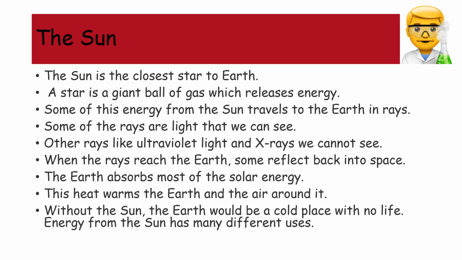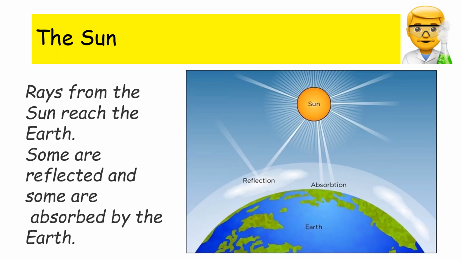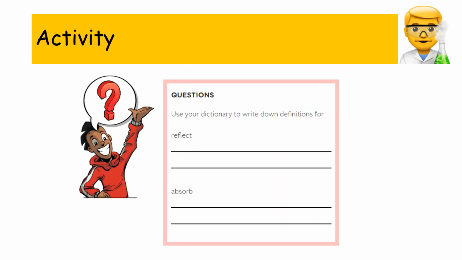Without the sun, the Earth would be a cold place with no life. Energy from the sun has many different uses. On this picture you can see the rays from the sun reach the Earth. Some are reflected and some are absorbed by the Earth. Here's an activity for you to do. Use your dictionary to write down definitions for reflect and absorb.